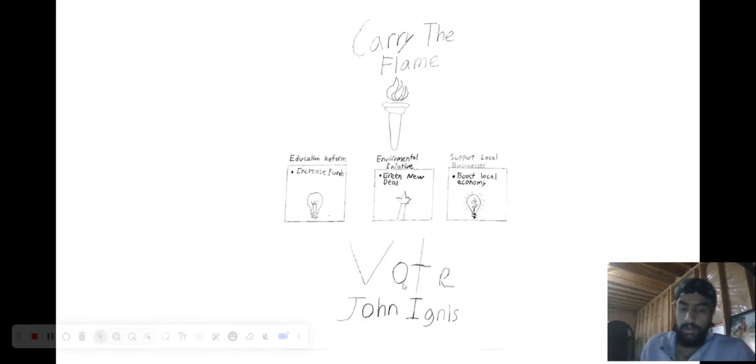And then at the bottom, I just have a vote for a candidate. This is just a normal call to action for whoever this poster would be designed after. But that's pretty much it.